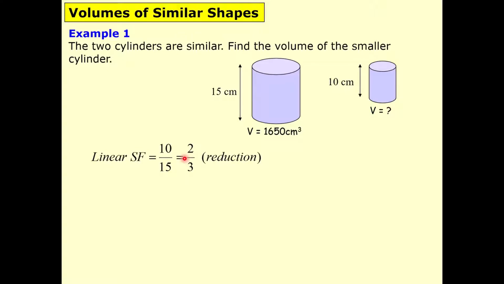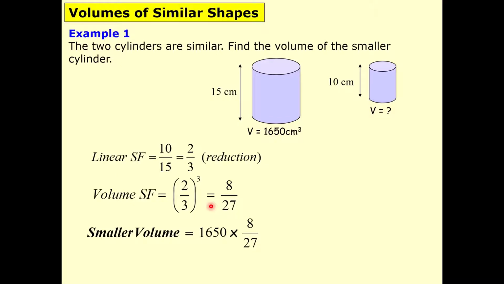To calculate the volume, we are going to work out what the volume scale factor is. So to work out the volume scale factor, we're going to take our linear scale factor of 2 over 3 and we're going to cube that entire fraction. So cubing 2 means 2 times 2 times 2 to give us 8. And then 3 cubed, 3 times 3 times 3 to give you 27. So 8 over 27, that is our volume scale factor. So now we have enough information to go ahead and calculate the volume of that smaller cylinder.